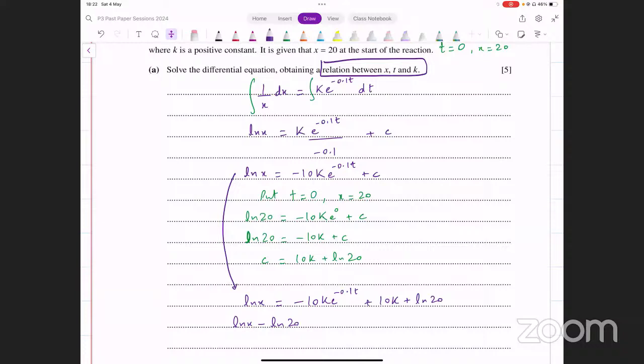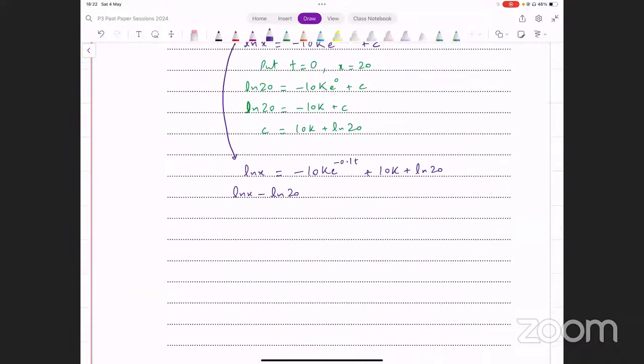All right. How do we make it a single ln term? We take the ln terms to one side, becomes ln of x minus ln 20. That equals 10k minus 10k e raised to power minus 0.1 t. You have just rearranged them. It's not necessary. It just looks better. Now on the left side, I have ln of x over 20 equals 10k minus 10k e raised to power minus 0.1 t, and that is our final answer. We leave it like this now.